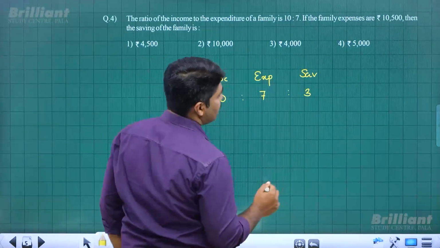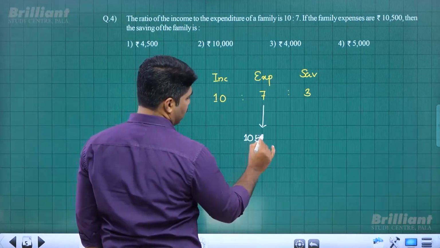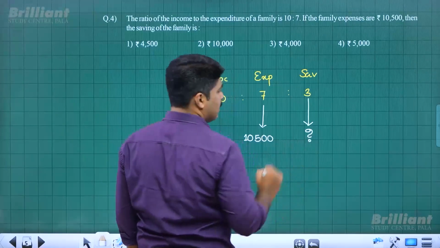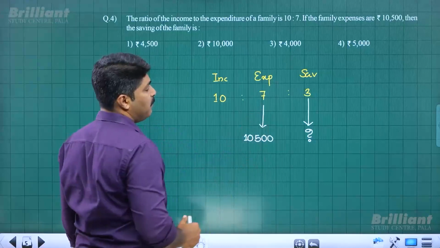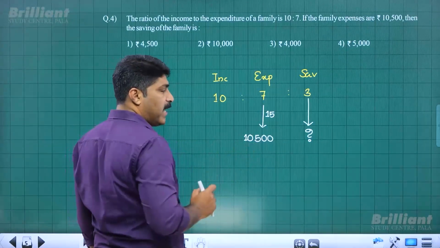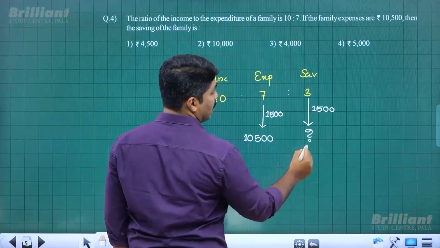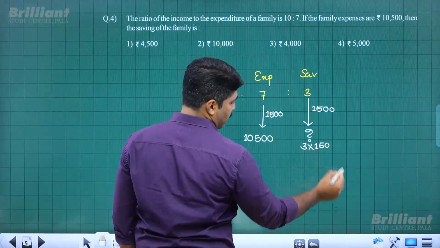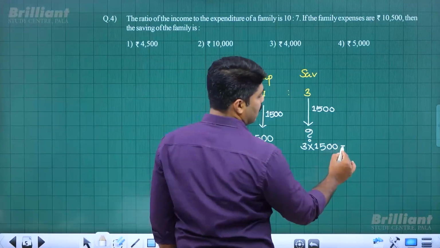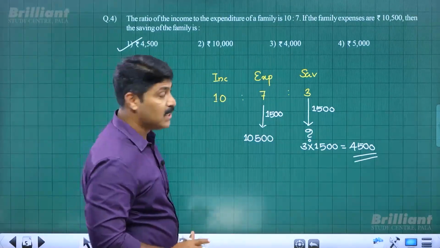It is given that the family's expenses are 10,500. So this 7 represents 10,500, and we have to find the savings of this family, which is what this 3 represents. Simply observe which value 7 must be multiplied by to make 10,500. It is 15 times 7, which is 105, and put 2 zeros here. So here also we consider 3 into 1,500, which is equal to 4,500. It's a simple unitary method. So the answer is 4,500.